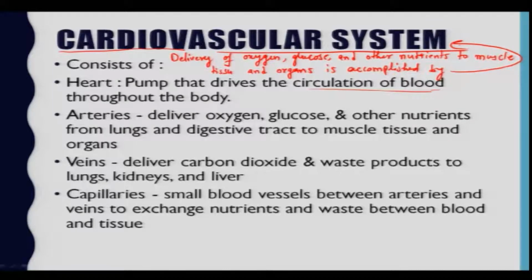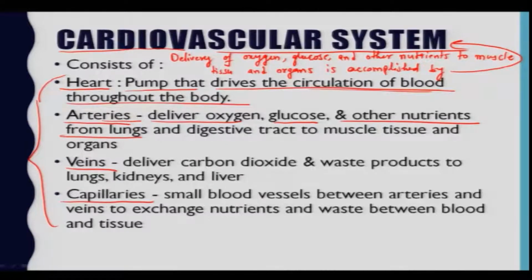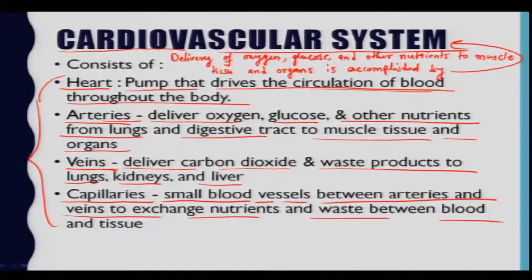This cardiovascular system consists of the heart, arteries, veins and capillaries. It is very interesting to know the functioning of these subparts, which as a whole build the cardiovascular system. The function of the heart is as a pump that drives the circulation of blood throughout the body. Arteries deliver oxygen, glucose and other nutrients from the lungs and digestive tract to muscle tissue and organs. Veins deliver carbon dioxide and waste products to the lungs, kidneys and liver. Capillaries are the small blood vessels between arteries and veins that exchange nutrients and waste between blood and tissue.